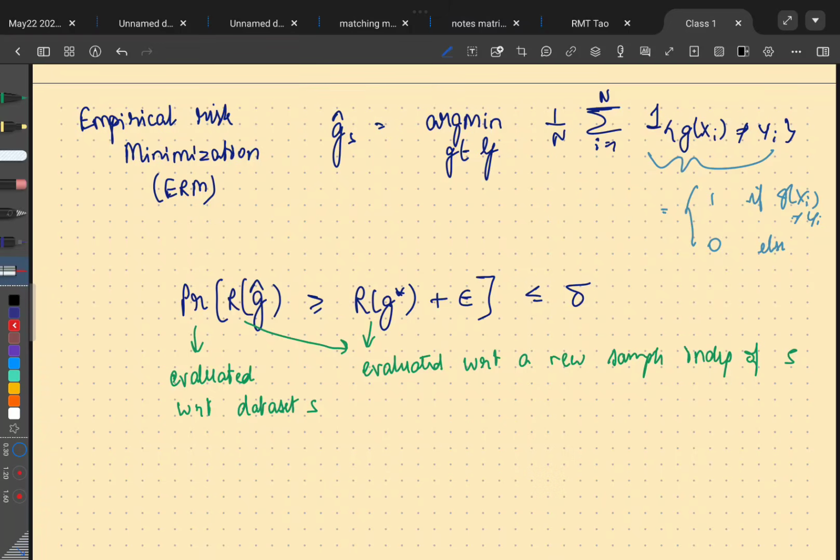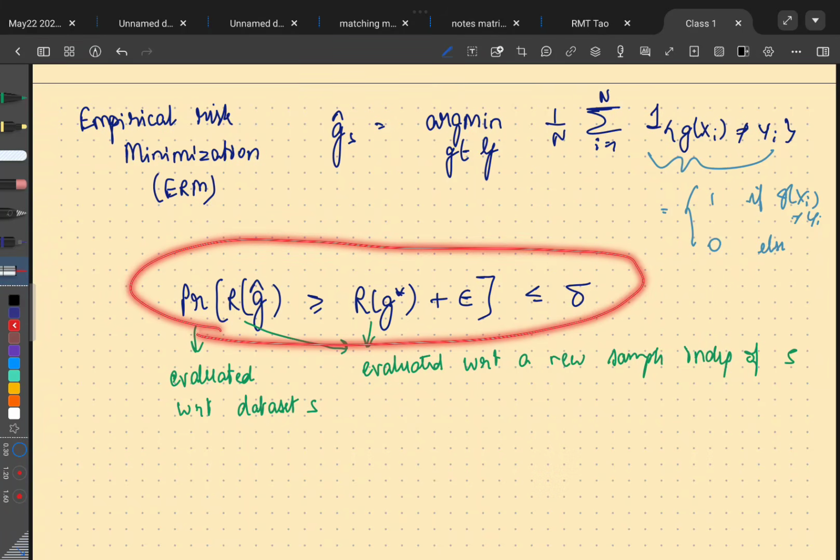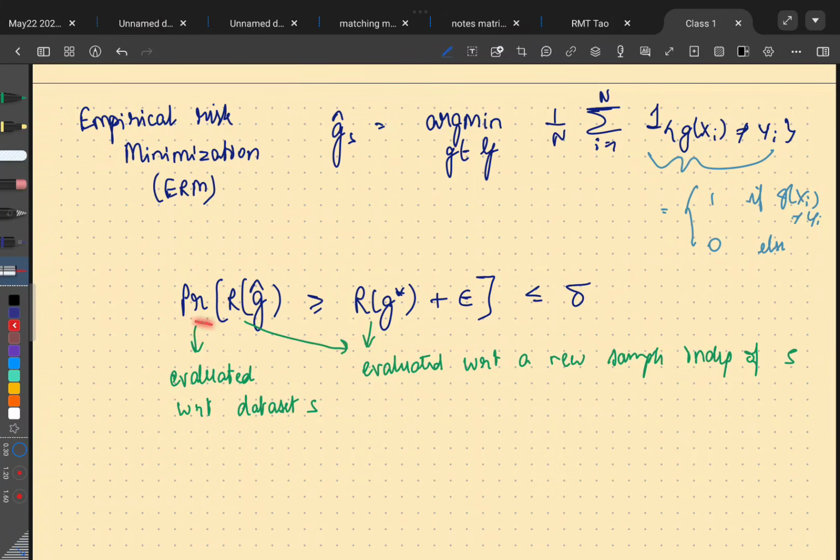Okay, any questions? So g hat S is the empirical risk minimizer, but this g hat over here could be any general learning algorithm. Given any learning algorithm, my goal is to design a learning algorithm that achieves this.